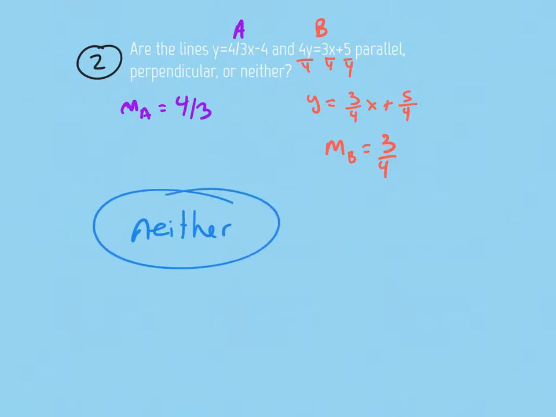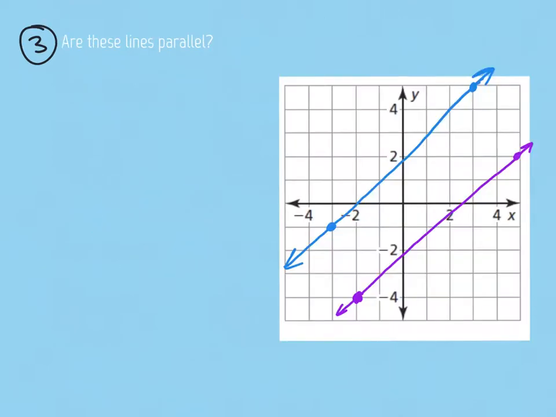Neither. Okay. All right. Number 3. This time we're not given an equation, we're actually given a graph of two different lines. And the question says, are the lines parallel? Well, just looking at them, it seems like they could be. They kind of look like railroad tracks. How are we going to know for sure?